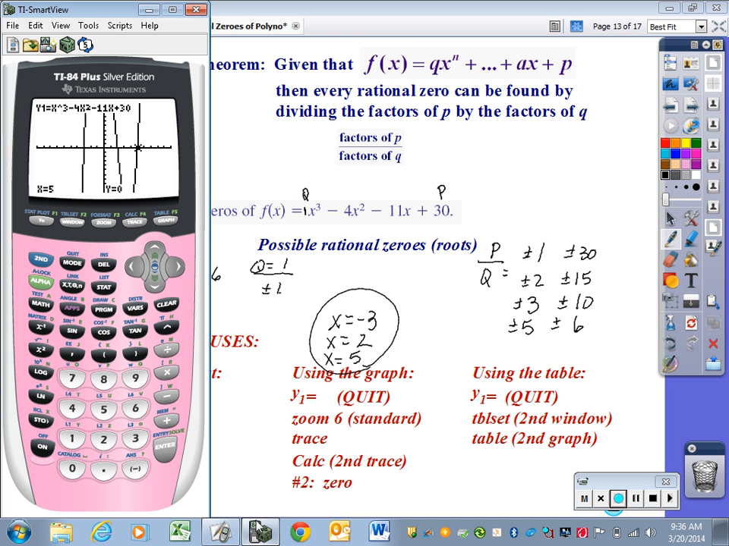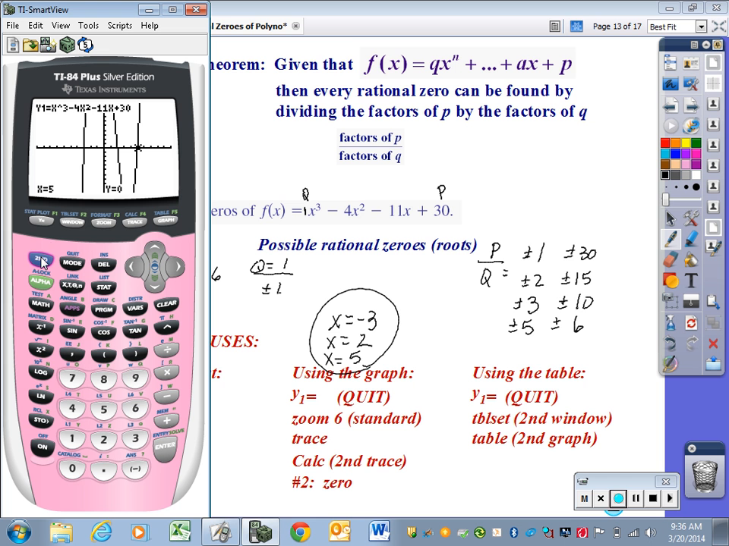But notice, this only runs from -10 to 10. So if I'd have had one of my zeros be at -15 or +15 or 30 or -30, I wouldn't have seen it here. So I also like to use this table method.